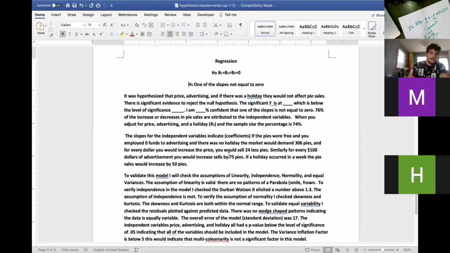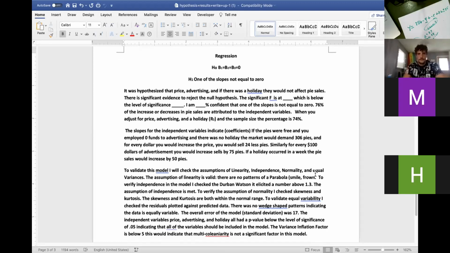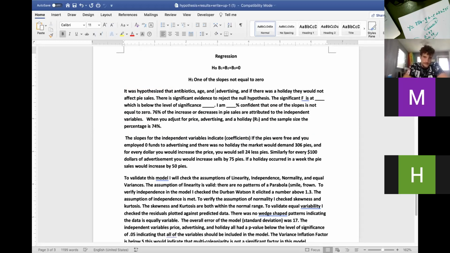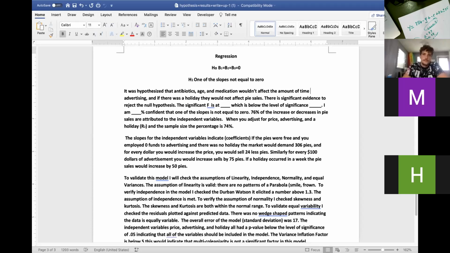Okay. So we're going to change this. And so it was B1, B2, B3 equals 0. So it was hypothesized that antibiotics, age, and medication would not affect the amount of time you stayed in the hospital if you had COVID. So antibiotics, age, and medication would not affect the amount of time you stayed in a hospital if you had COVID.